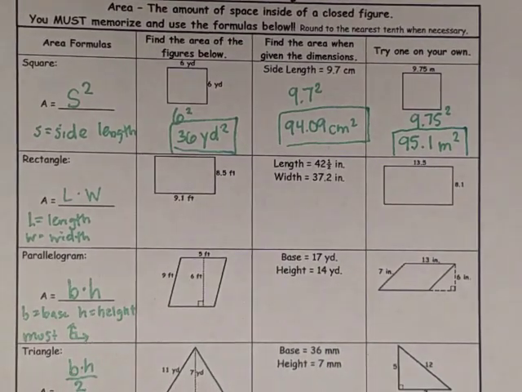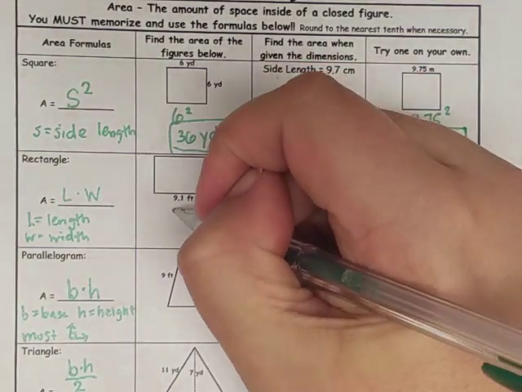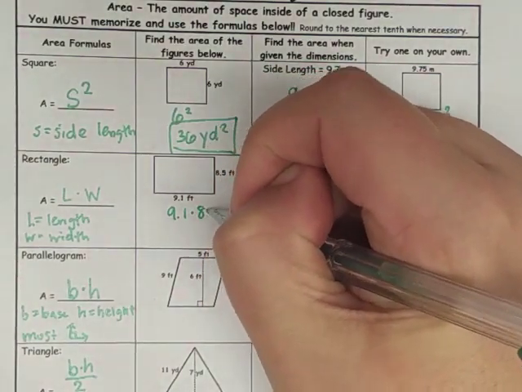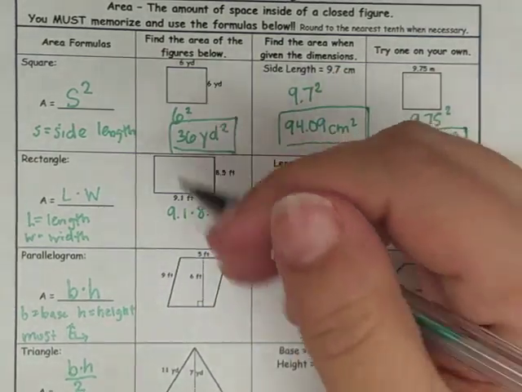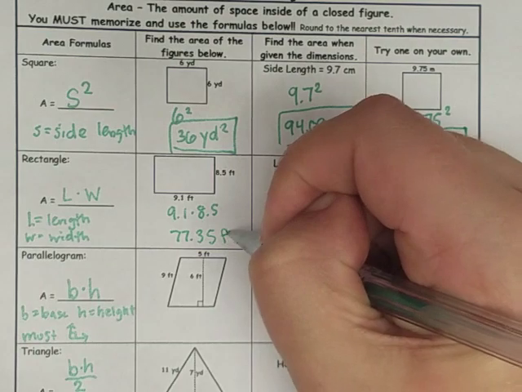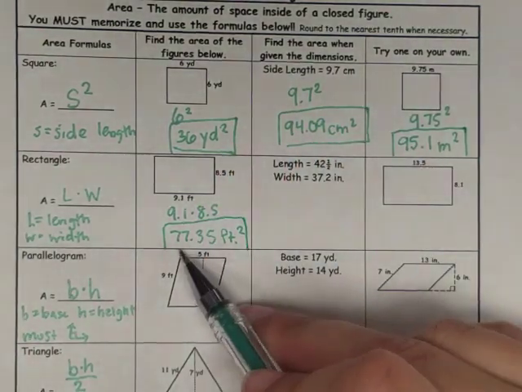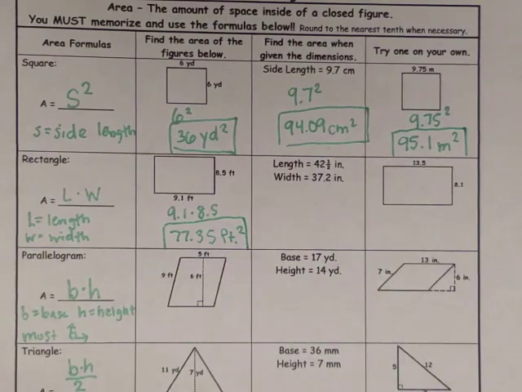Now we're going to move on to rectangle. And rectangle is length times width. So length times width, 9.1 times 8.5. And that product is 77.35 feet squared. If you want to round that to 77.4, that's fine.